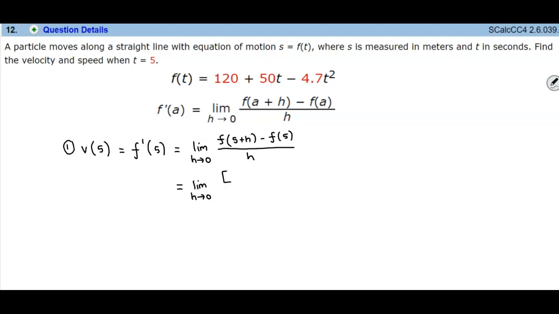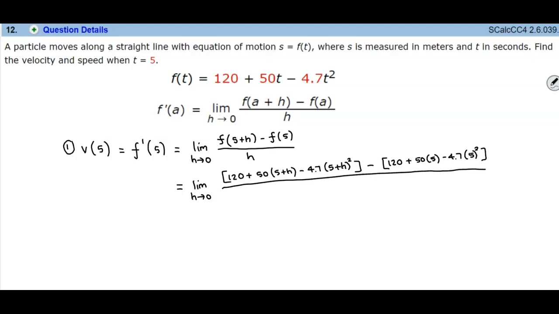For the first part, this is going to be 120 plus 50 times 5 plus h, minus 4.7 times 5 plus h squared. And then minus f of 5, where 5 is the input on that function. So it's going to be minus 120 plus 50 times 5 minus 4.7 times 5 squared, and then we divide it by h.